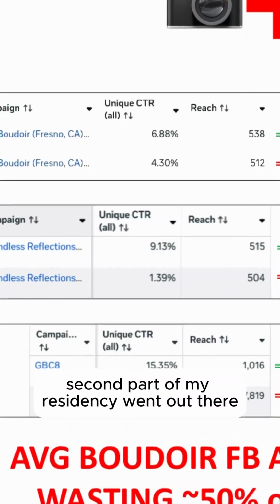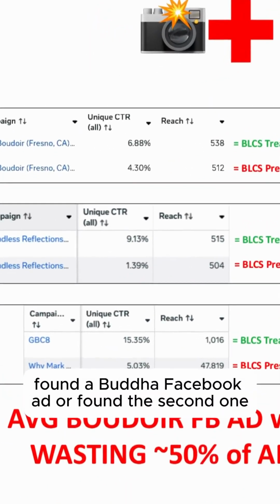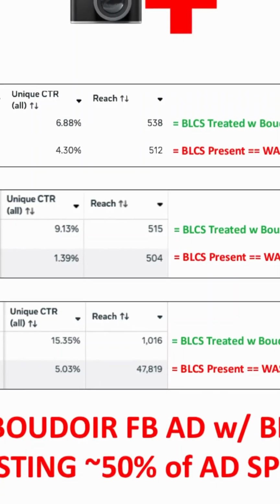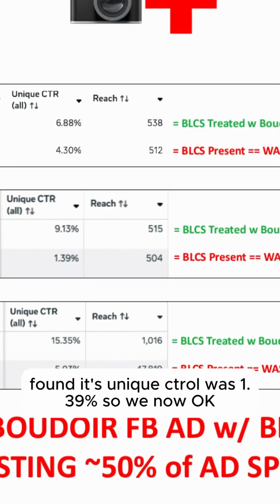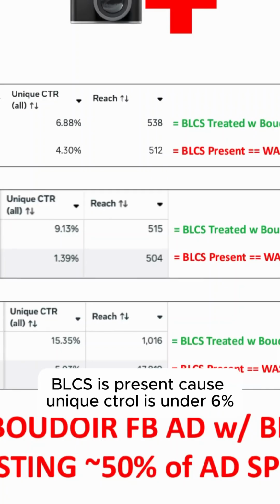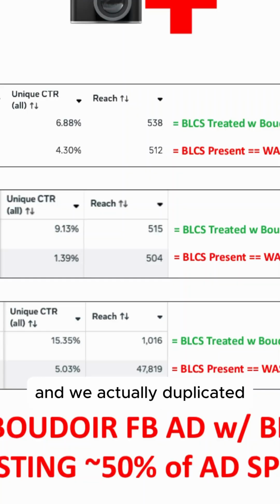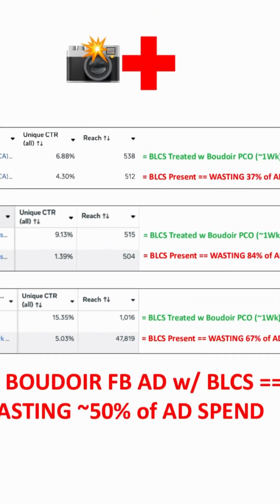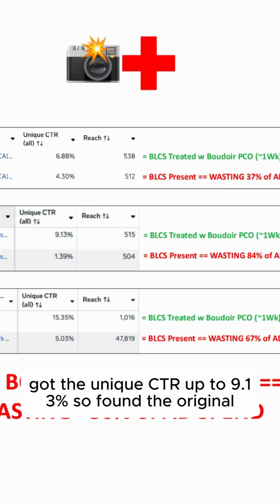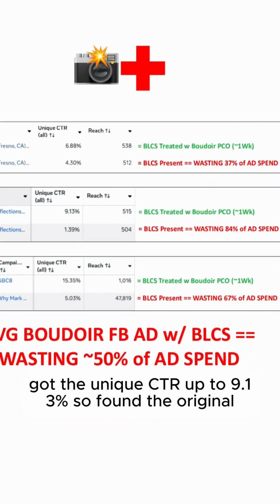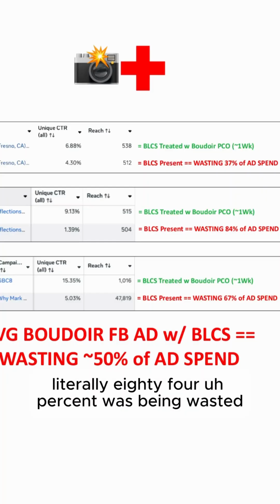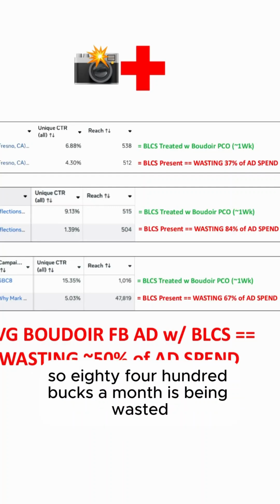Second part of my residency, went out there, found a Boudoir Facebook ad, found the second one, brought it back to the hospital, tested it, found its unique CTR was 1.39%. So we know, okay, BLCS is present because unique CTR is under 6%. And we duplicated it, treated with Boudoir Pico, took about a week, got the unique CTR up to 9.13%. So found the original, if they're spending 10 grand a month on the original Boudoir Facebook ad, it was wasting 84, literally 84 percent was being wasted. So $8,400 a month is being wasted.